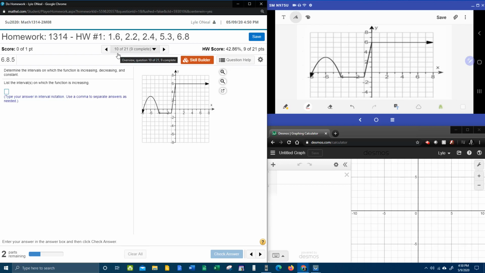All right, here we go. Question number 10 from our college algebra homework number 1 in MyLab Math. Determine the intervals on which the function is increasing, decreasing, and constant.